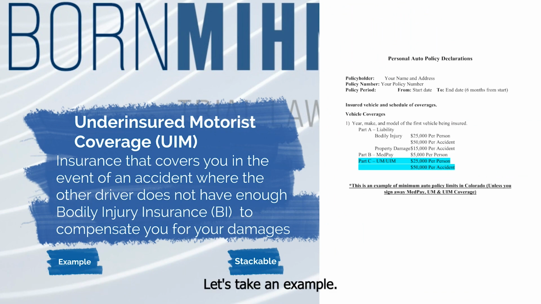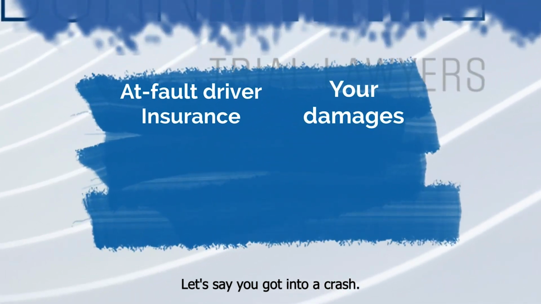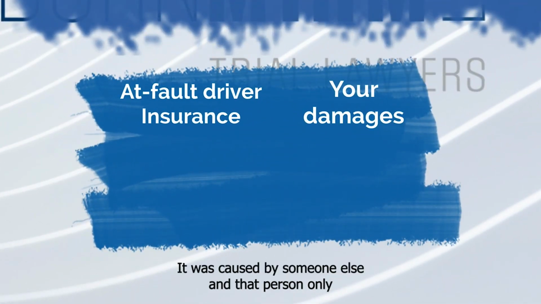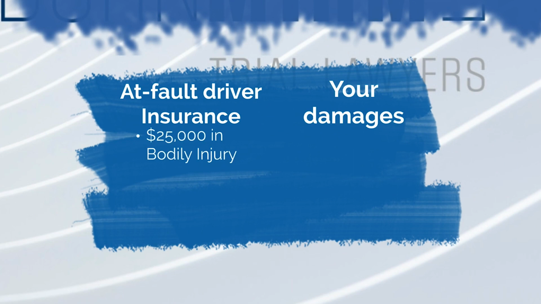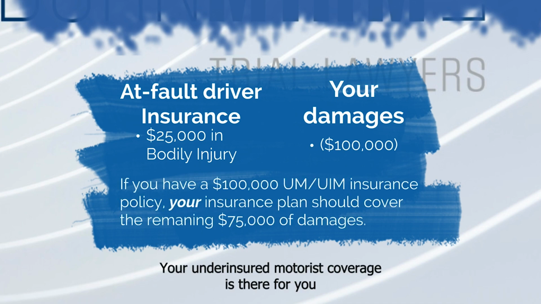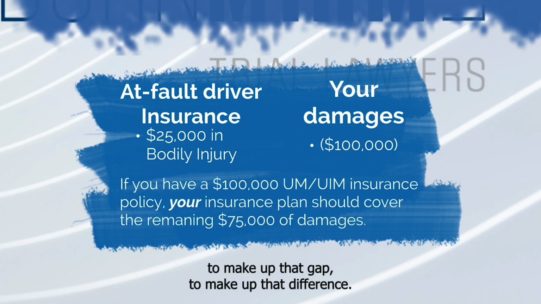Let's take an example. Let's say you get into a crash, it was caused by someone else, and that person only had $25,000 in bodily injury insurance coverage. Let's say in this example that you have a total of $100,000 in damages. Your underinsured motorist coverage is there for you to make up that gap, to make up that difference.